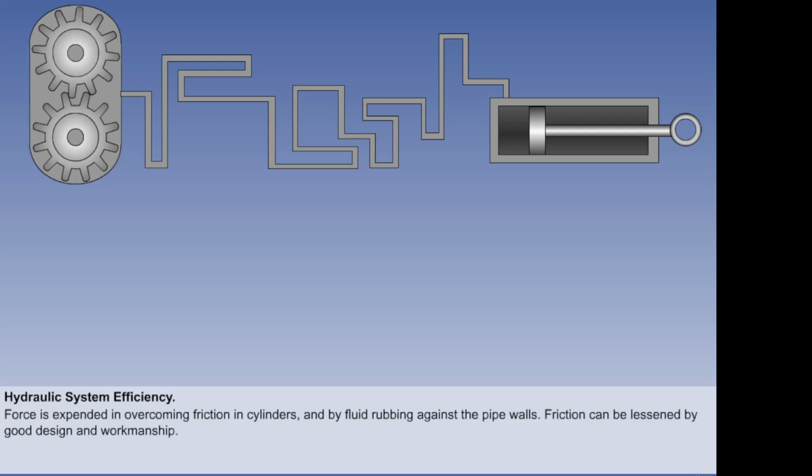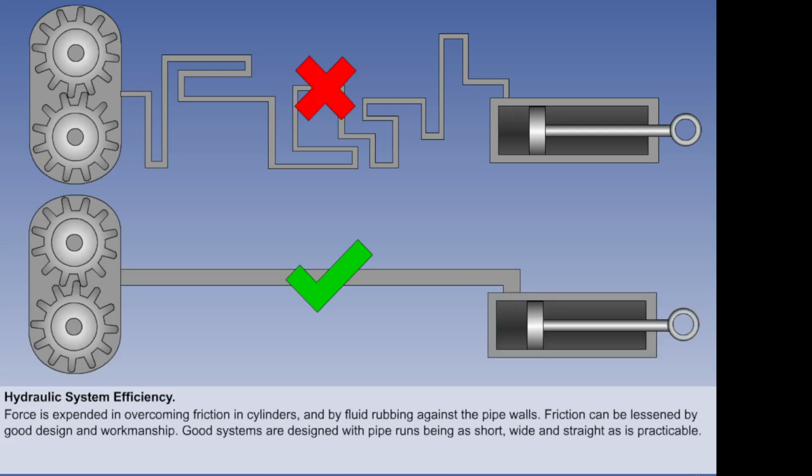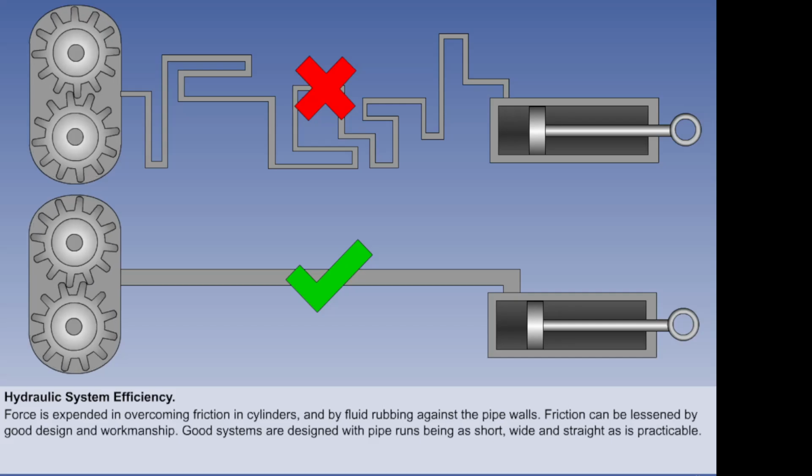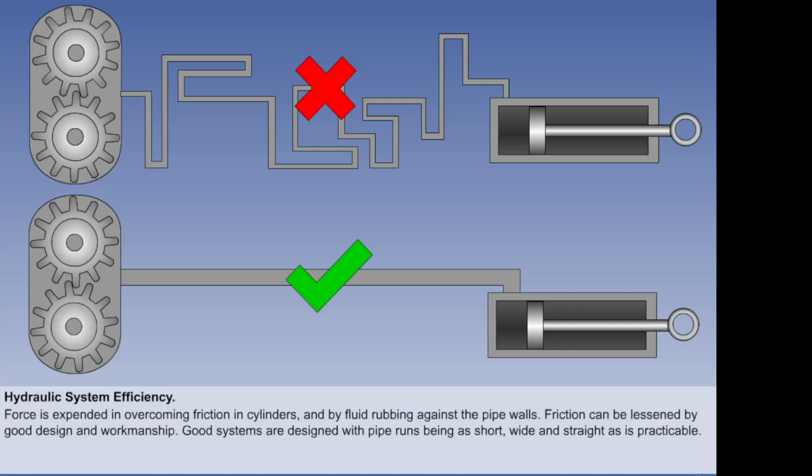Friction between pistons and cylinders, and piston rods and bearings, cannot be completely eliminated. It can only be lessened by good design and workmanship. The friction between the walls of the pipes and the fluid depends upon the velocity of the fluid in the pipes, the length, bore, and the internal finish of the pipes, and the number of bends. Good systems are designed with pipe runs being as short, wide, and straight as is practicable.